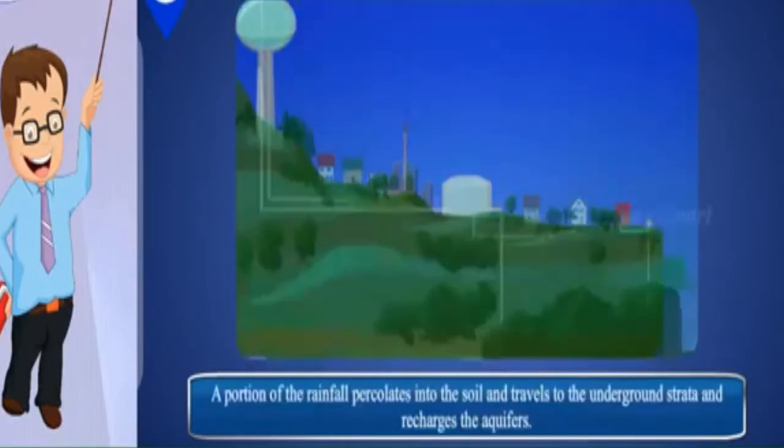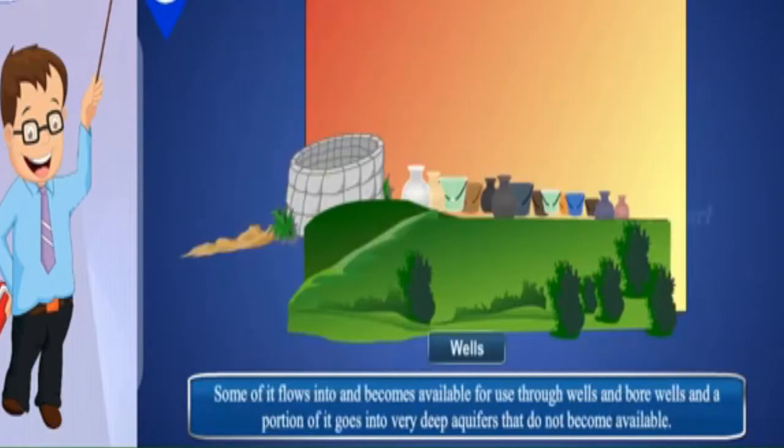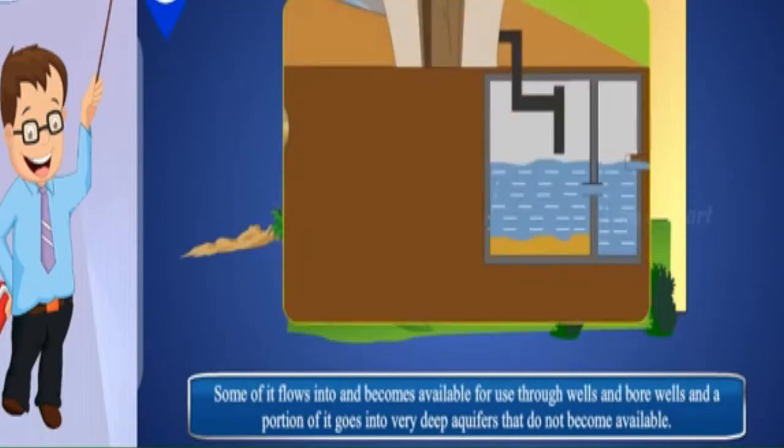A portion of the rainfall percolates into the soil and travels to the underground strata and recharges the aquifers. Some of it flows into and becomes available for use through wells and bore wells, and a portion of it goes into very deep aquifers that do not become available.